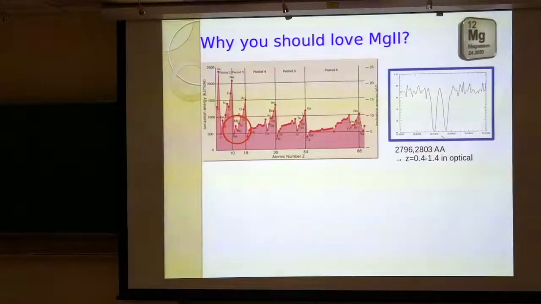And magnesium is great for a number of reasons. First, it's a doublet, and so it's very easily identified in low resolution spectra, like in Sloan, and it's in the optical, so you can cover a wide range from 0.4 to 1.4, or even higher. This is the range associated to 0.2, in fact, but whatever. It has a low ionization potential, so it is present even in the case of low neutral gas.